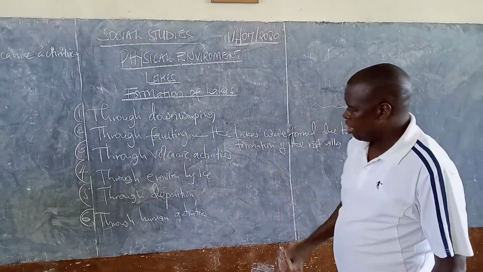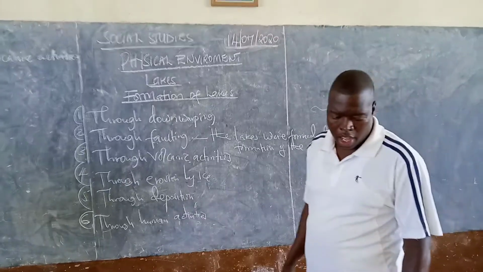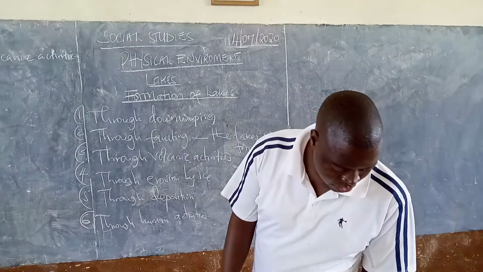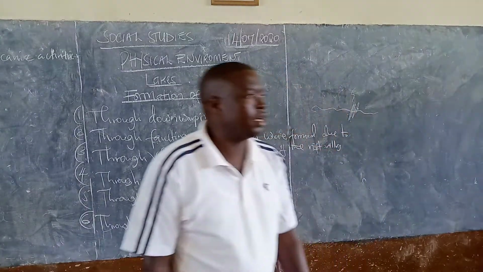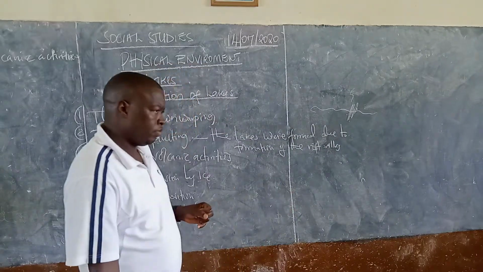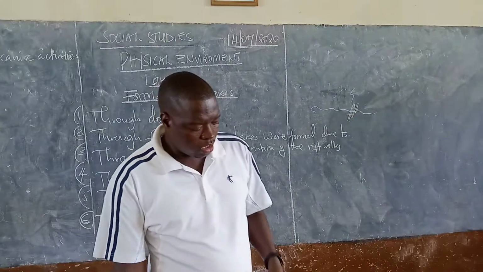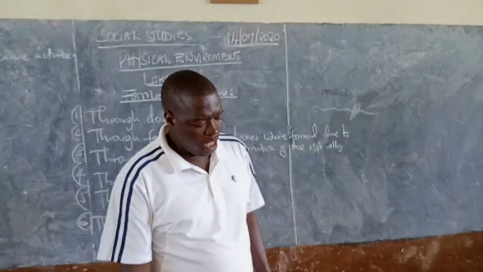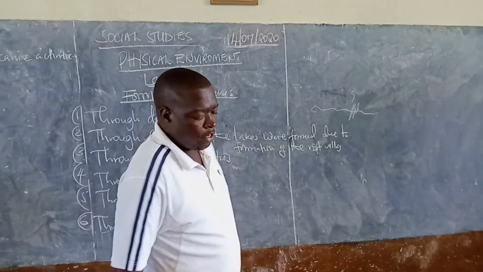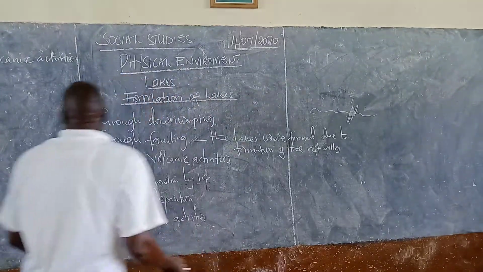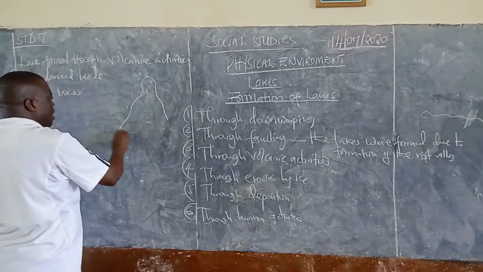We are talking about the lakes formed through erosion by ice. I'm going to explain this by saying, when a glacier moves downhill, we are talking of ice, it erodes the rocks underneath, resulting in a depression. So, for example, if we have a rock, let's say that is a rock, like that.